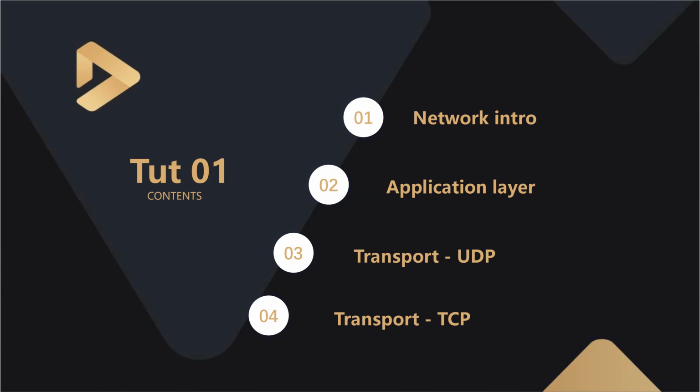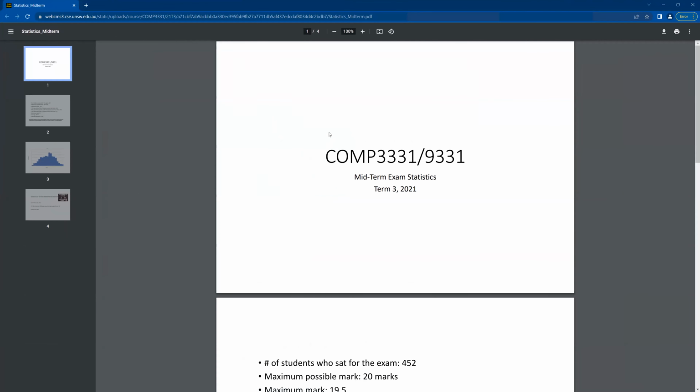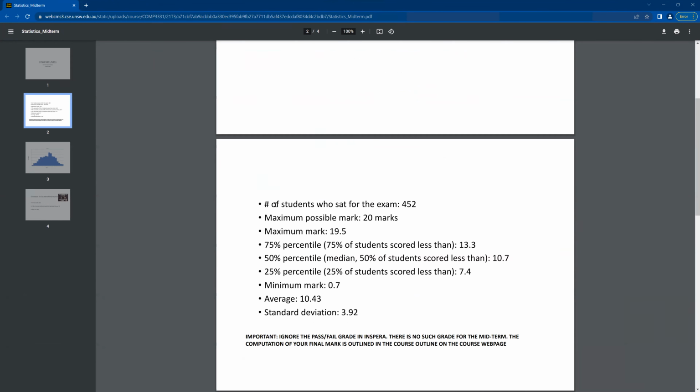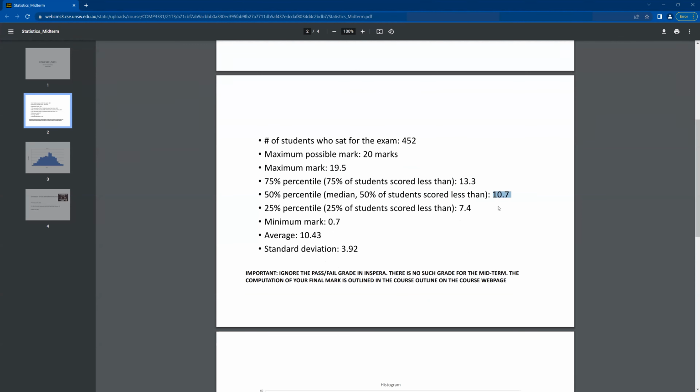Before we do that, we can have a quick look at the statistics from previous year. This is the statistics from last year. You can see we have 450 students, and the maximum mark, which means the highest score, is 19.5. No one got full marks. And the median is 10.7. So do not have much expectation for the midterm exam, because most of the students will get around 11, right? 10.43.